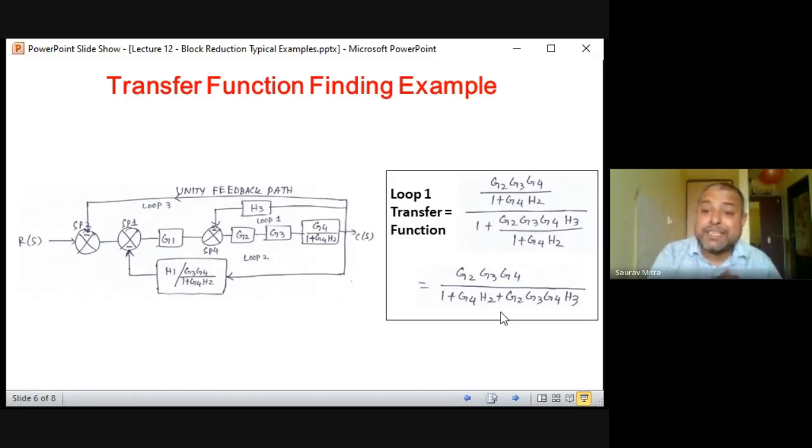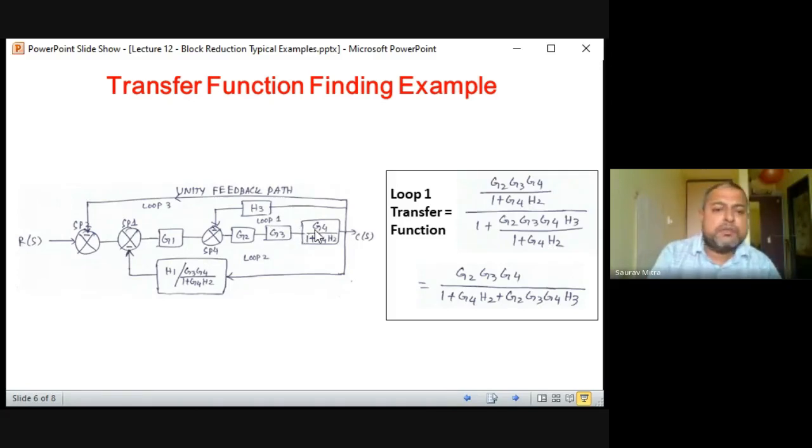In this circuit, actually, there are 4 loops. One loop is already solved, that is G4 H2. The second loop, you are solving it. This one, we are calling it loop 1 now. Both loops are negative, and all these loops are negative feedback. Hence, in the denominator, all the signs will be positive. So I think this is understood.